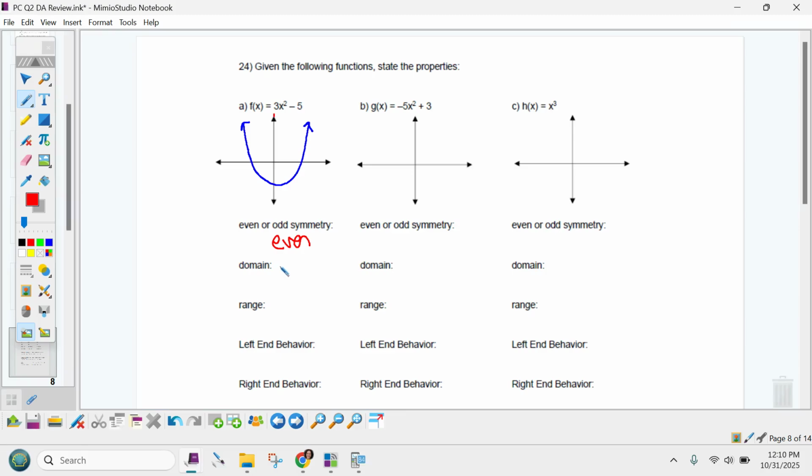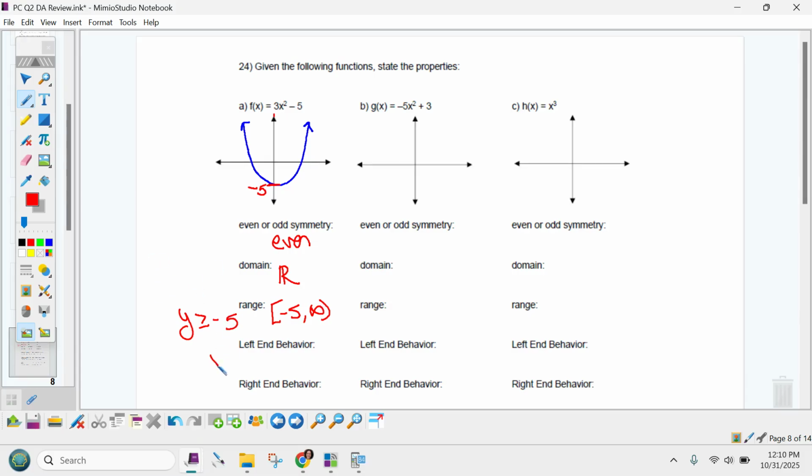It's a parabola, so the domain is all real numbers. And you'll notice on your graph, the lowest y value is going to be this transformation down 5. So the range is from -5 to infinity. Another way to write that would be y is greater than or equal to -5.